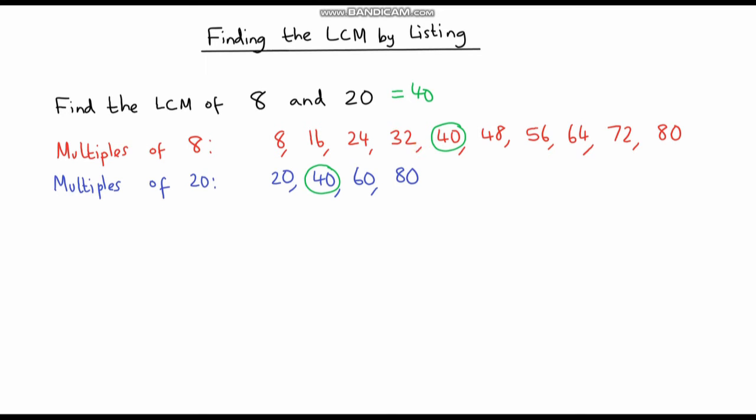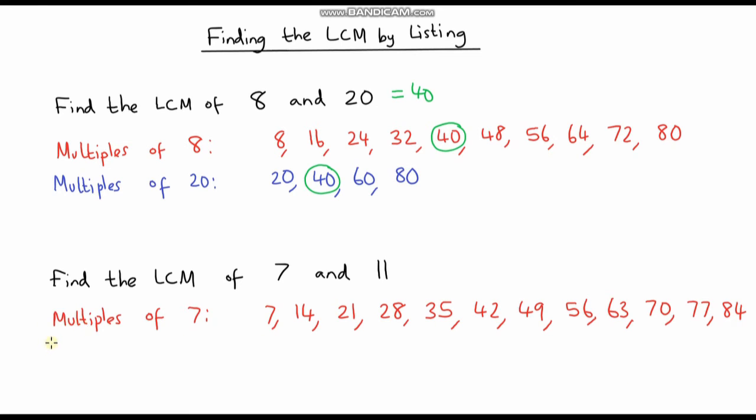Let's do one more example. So let's work out the lowest common multiple of 7 and 11. So just like before, let's first of all list out all of the multiples of 7. Now let's do our multiples of 11, and the multiples of 11 are a lot easier to do than 7. So we'll start off with 11, and then we've got 22, 33, 44, 55.